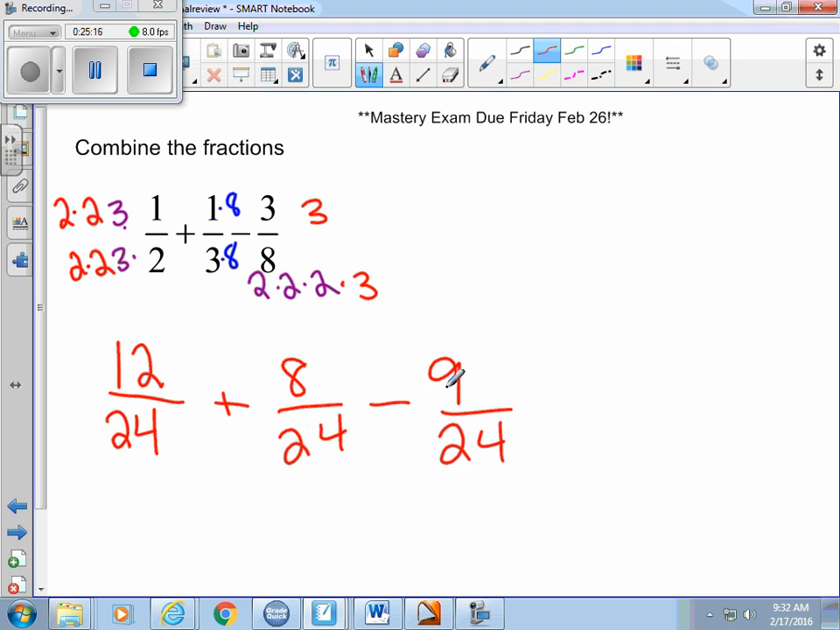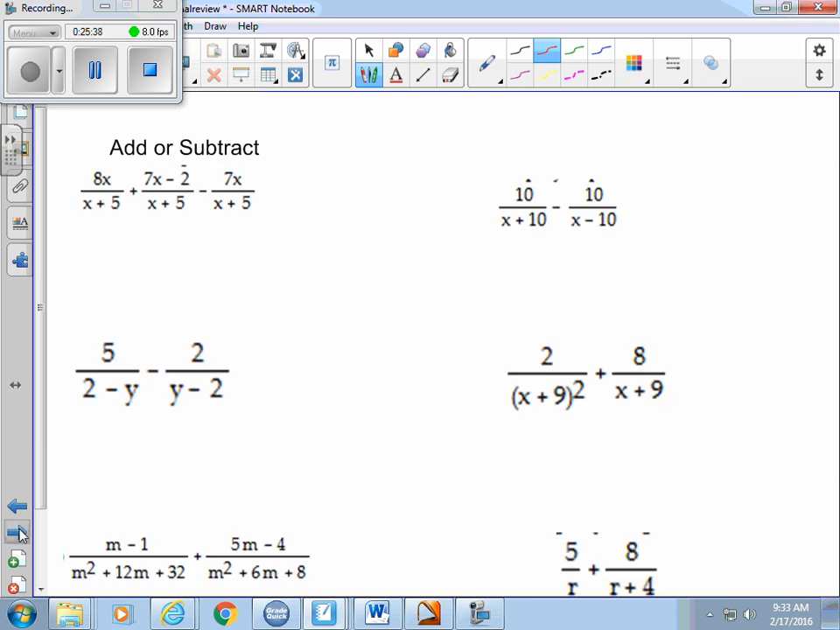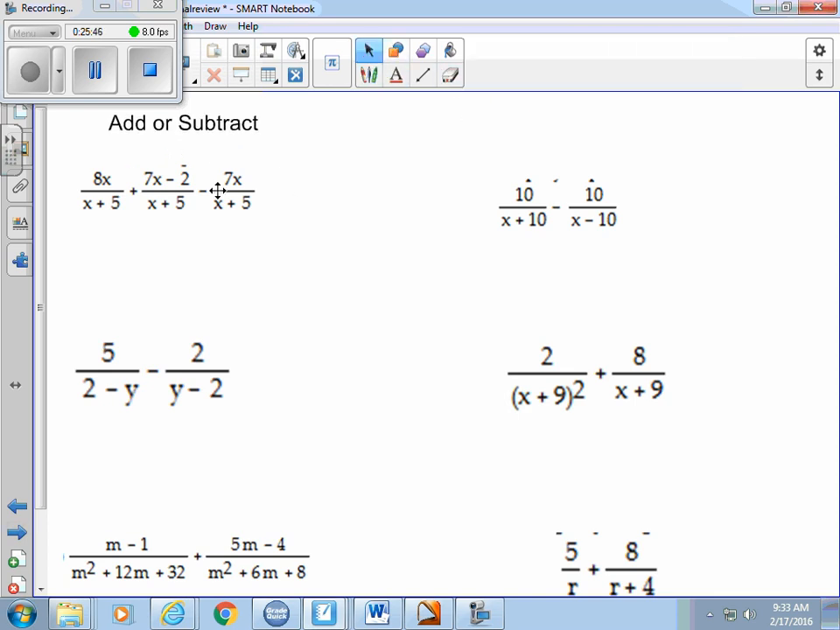Add across the top. If there's subtraction, then you subtract. So 20 minus 9, 11 24ths. Notice you leave the bottom alone. You don't do 3 24s. You don't add those. You don't add then subtract. You just leave the denominator alone. So that's how you add regular fractions. The point of that was so that we could add these. Okay. So we have a little bit of work ahead of us.